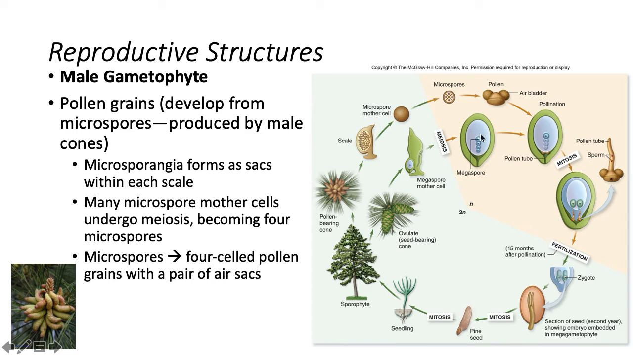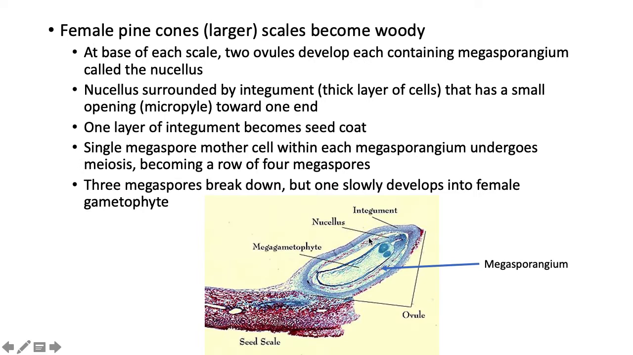This process can be kind of confusing at times, so I do have a diagram, but the pollen will fuse with the megaspore and form the pollen tube on the inside here. They're really, really small, but it'll get to the egg and fertilization will occur. Now we have a zygote, which turns into our embryo, and eventually it will turn into a pine seed that will germinate and become a very large sporophyte. So the female pine cone is larger, the scales are harder, they're woody.